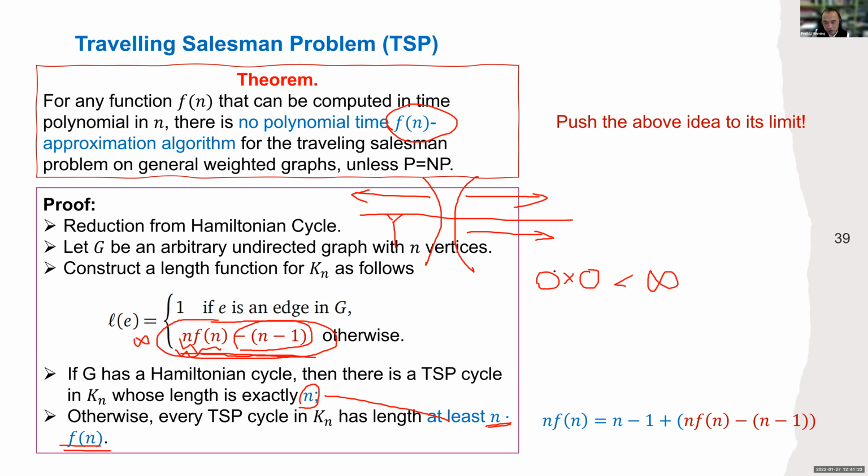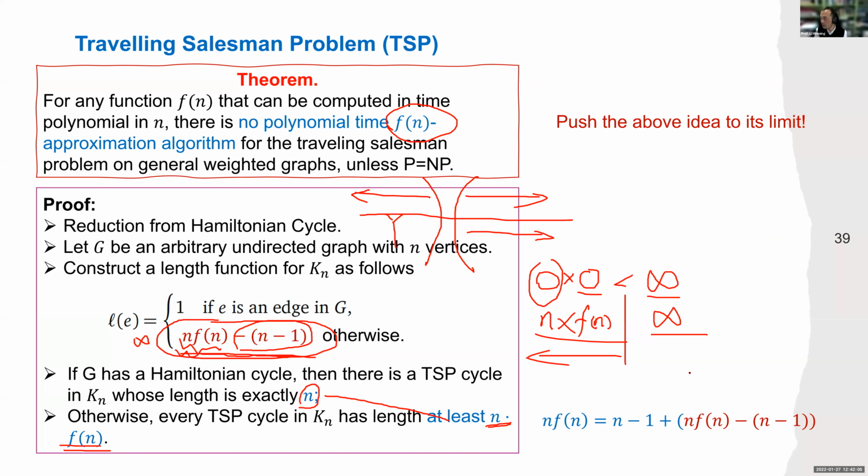So basically, if you have a finite approximation ratio, that means I can differentiate the two cases. One is finite, and this one is infinity. Basically you are able to differentiate the yes case and no case for the Hamiltonian cycle problem in the original graph. All right. Okay, so that completes the proof.